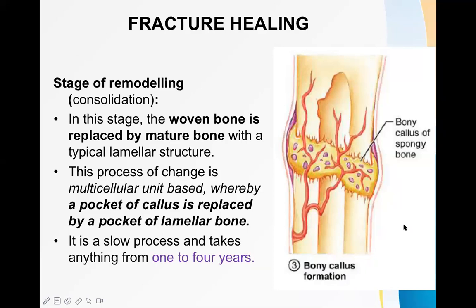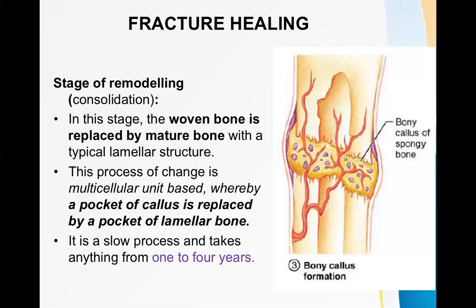Now let's move on. We are going to the other stages. Stages of remodeling, which is also known as stage of consolidation. Consolidation was the older term, but these days we like the term remodeling. Now in this stage the woven bone is replaced by mature bone which is called lamellar bone. Already know. This process of change is multicellular unit based, whereby a pocket of callus is replaced by a pocket of lamellar bone. Okay, very easy to understand.